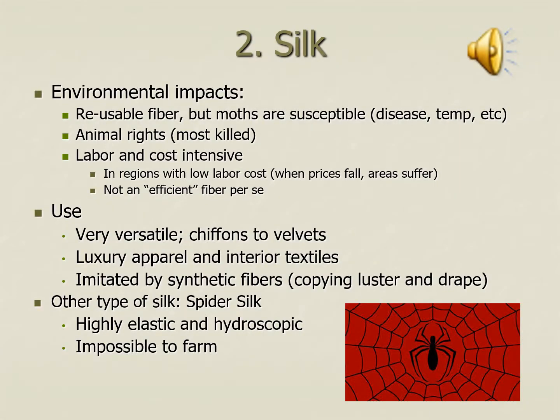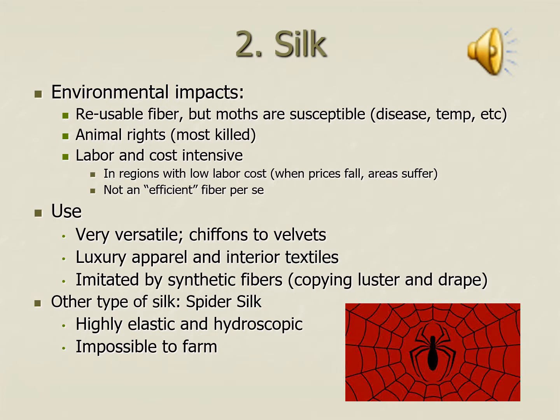With respect to the environmental impacts of silk, it is a reusable fiber, but generally speaking, the moths are susceptible to disease and temperature, so it's a production process that's a bit tricky. Apart from that, there's also some animal rights issues because most of the animals that produce the silk are killed in the process, and so there are some animal rights activists that have issue with that, and there's been a negative response in that regard.